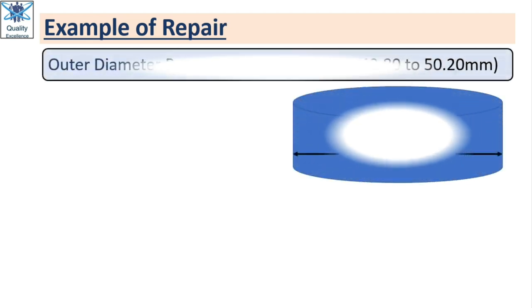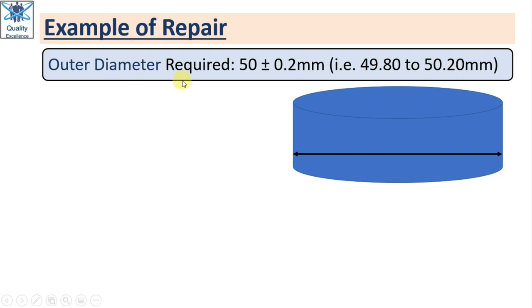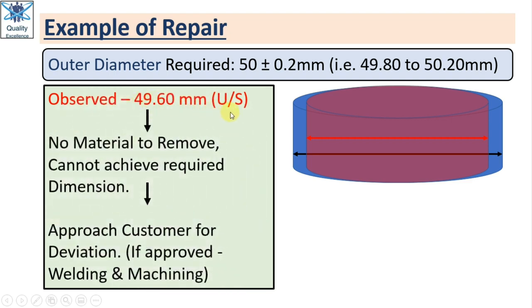Now let us take an example of repair. You can see here, in a similar example, the required diameter is 49.80 to 50.20, and when we checked one part, we observed that this dimension is less than the required dimension and it is undersize. The dimension is 49.60 and the minimum requirement is 49.80. It means this part is undersize.